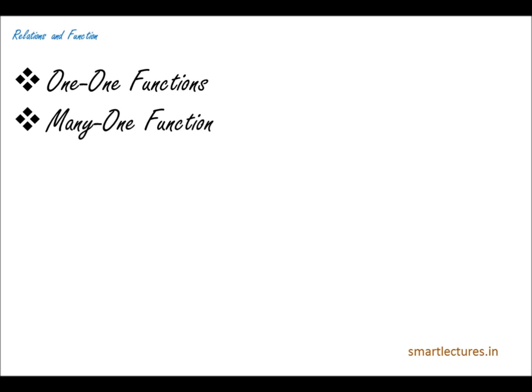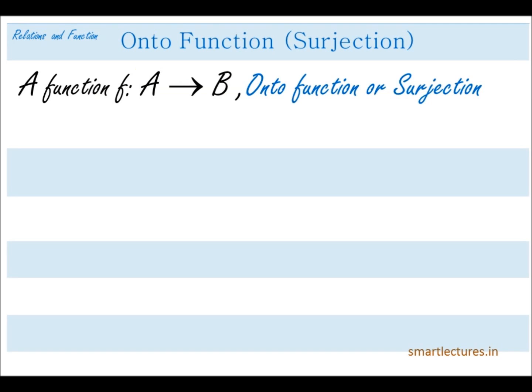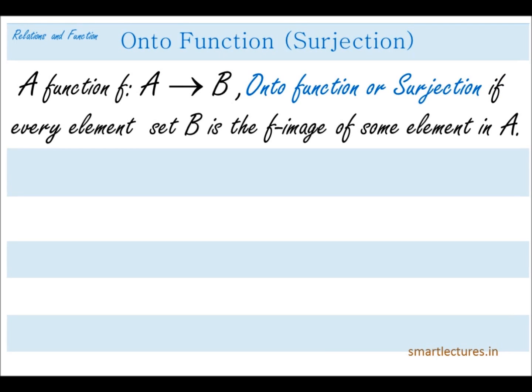So in the last episodes, you have learned about one-to-one and many-to-one functions, and now we shall learn about one more type of function, which is called an onto function or surjection. A function f from set A to set B is called an onto function or surjection if every element of set B is the f image of some element in set A.